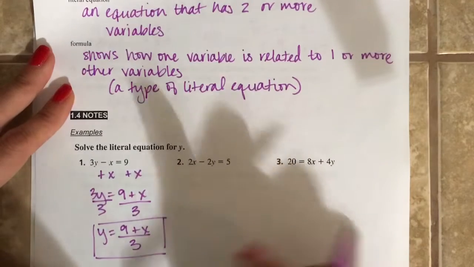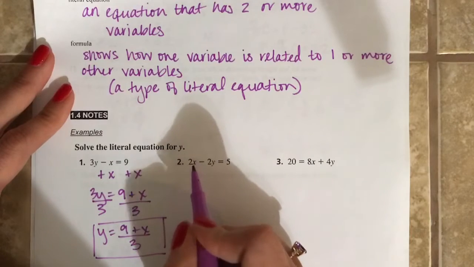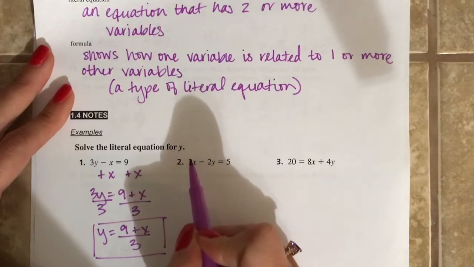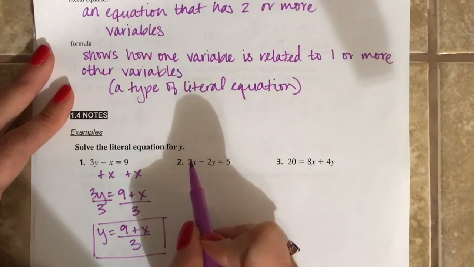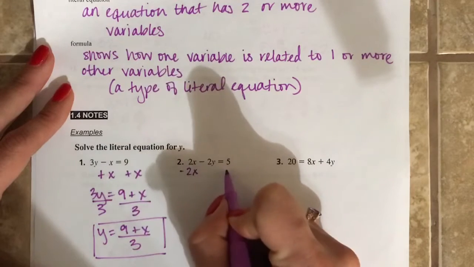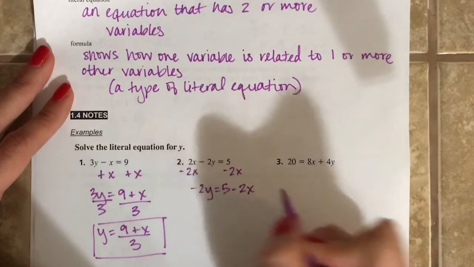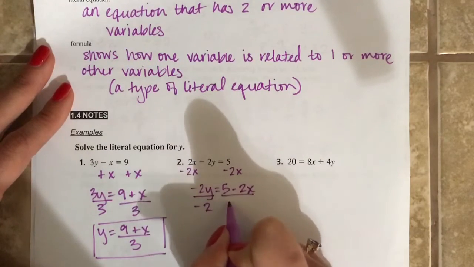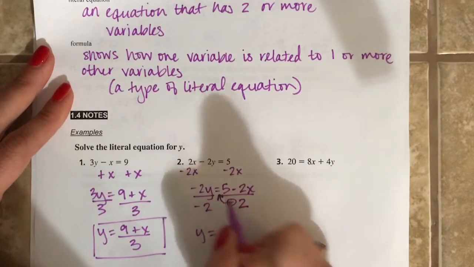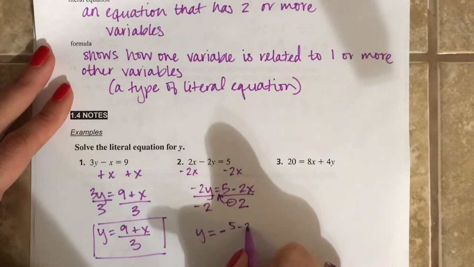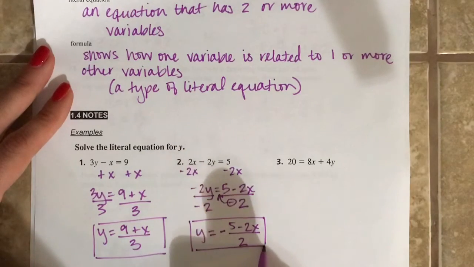Okay, number 2. Again, we're solving for y. So the first thing I need to do is deal with this 2x. The last thing I'll do is divide by the negative 2 that's being multiplied by the y. But right now we've got this positive 2x, so I'm going to subtract 2x from both sides, which leaves me with negative 2y equals 5 minus 2x. And then I divide by negative 2. So y equals, now I can pull this negative sign out to the front of the fraction. So negative 5 minus 2x over 2. That's kind of optional to do, but it's good to know.